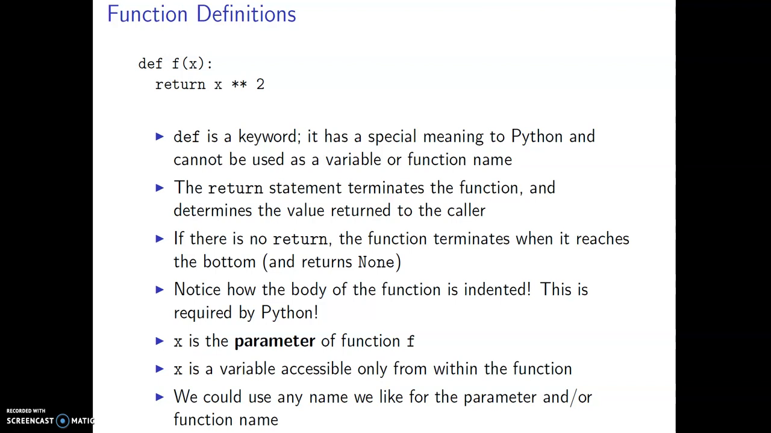We can use any name we want. We could use Bob for the name of our parameter, and we'd write a function definition f of Bob, return Bob exponent 2. It doesn't matter.